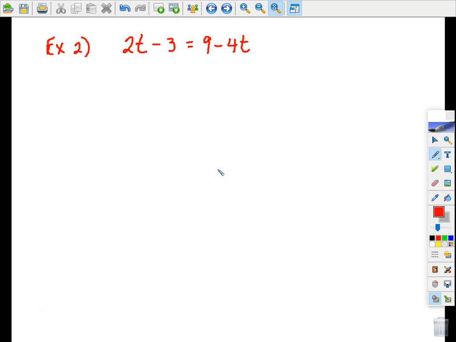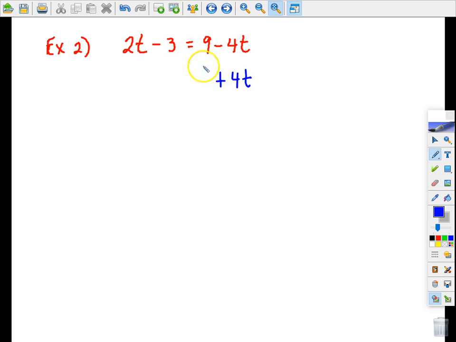All right, here's another one. Same type of problem. We have t terms on both sides of the equation. So I'm going to focus on the smaller t term, and I'm going to do the inverse of what it says. This is subtracting 4t, and the inverse, or the opposite of subtracting 4t, is adding 4t.